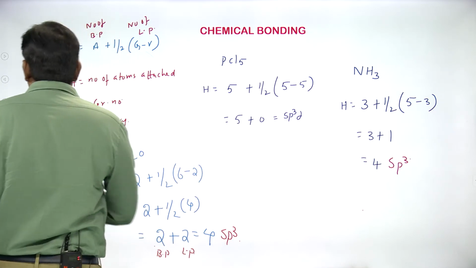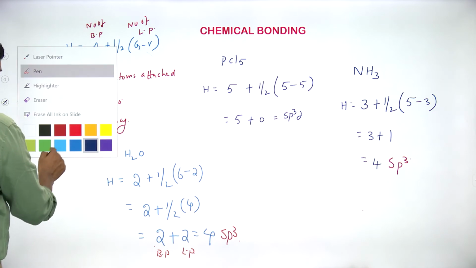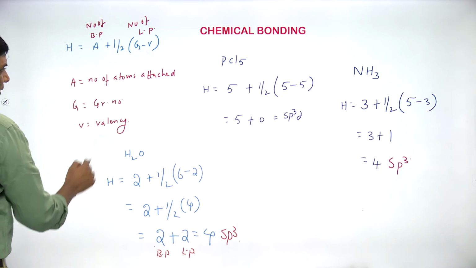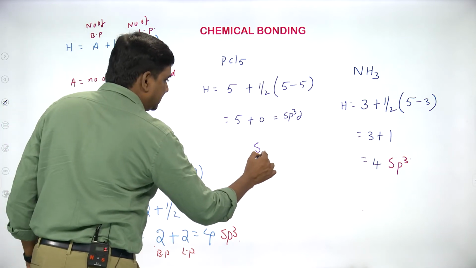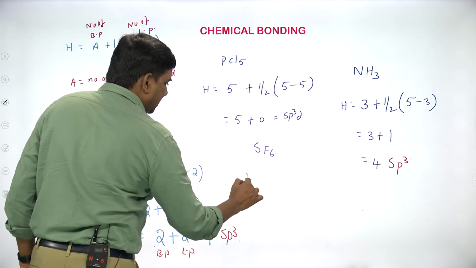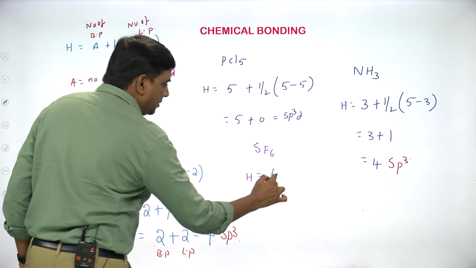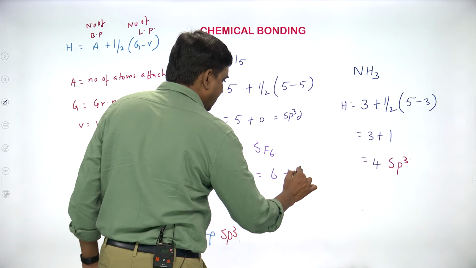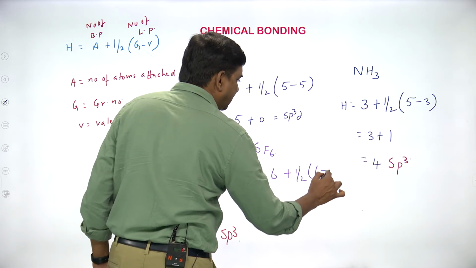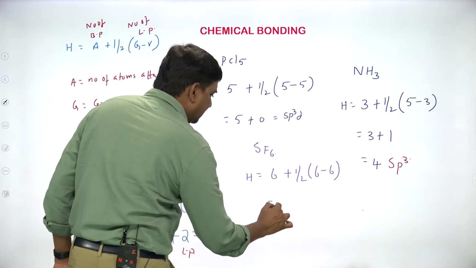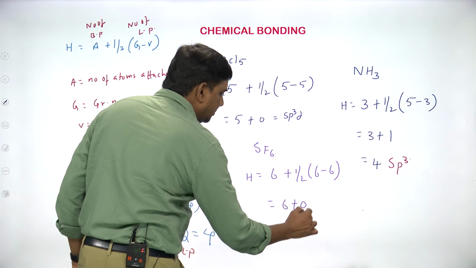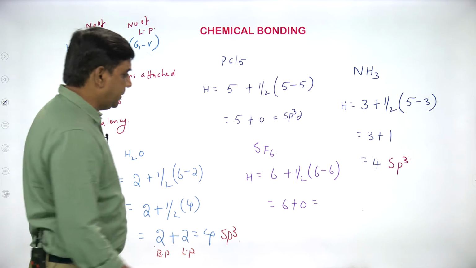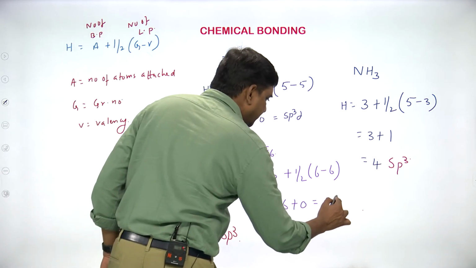Similarly, take SF6, students. Hybridization is equal to the number of atoms attached, 6, plus half into group number 6 minus valence 6, which is 6 plus 0. So this is sp3d2 hybridization.